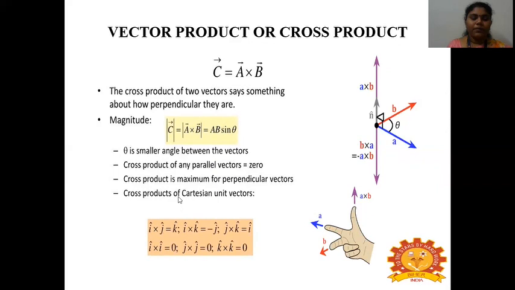And the cross product of the Cartesian unit vectors is given as: i vector cross j vector will give the third vector, k. Then i vector cross k vector will give minus j vector. Then j vector cross k vector will give i vector. The cross product of two identical vectors will give the value 0. That is, i cross i will be equal to 0, j cross j will be equal to 0, and k cross k will be equal to 0.